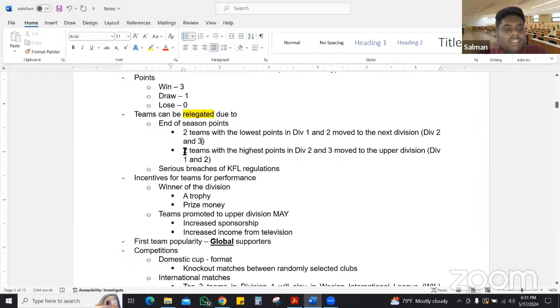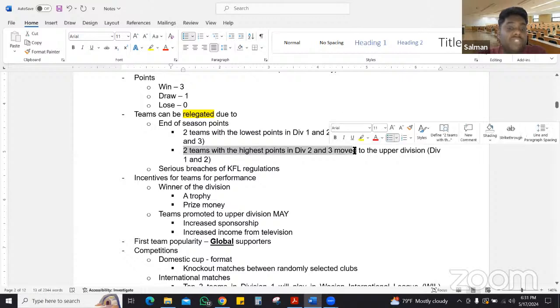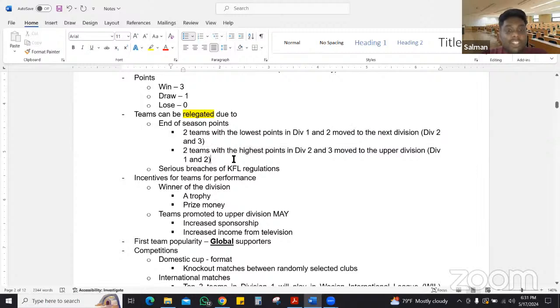On the other hand, there will be a promotion as well. Two teams with the highest points in Division 2 and 3 will be moved to Division 1 and 2. The top two teams in Division 2, they'll be promoted to Division 1. So they are replacing Division 1, the bottom two, Division 2, the top two. They replace each other. So this is how they keep on adjusting the division clubs.